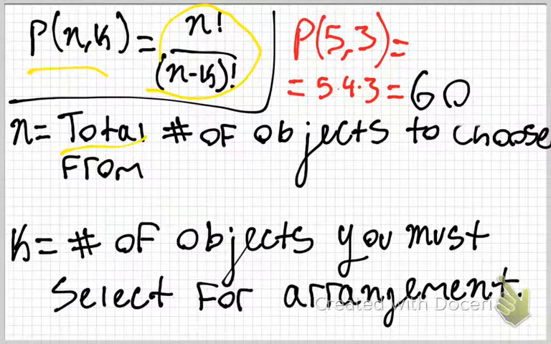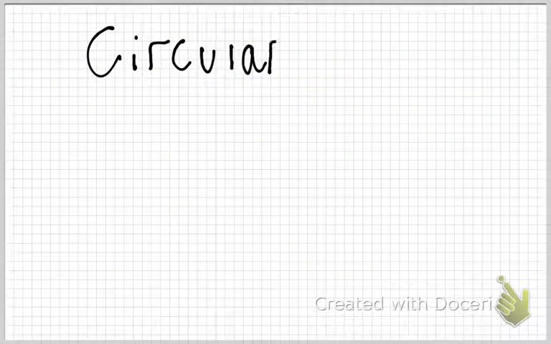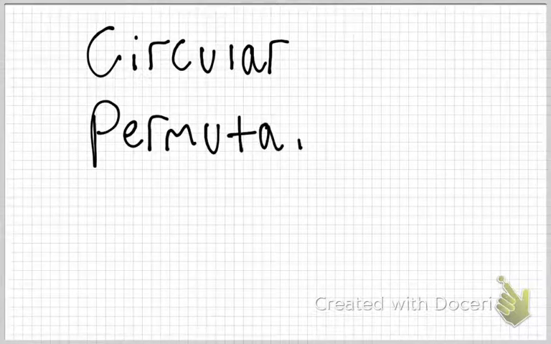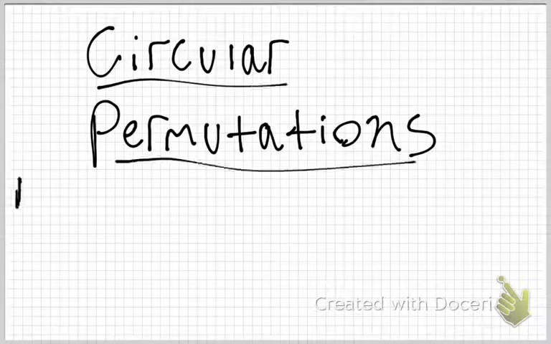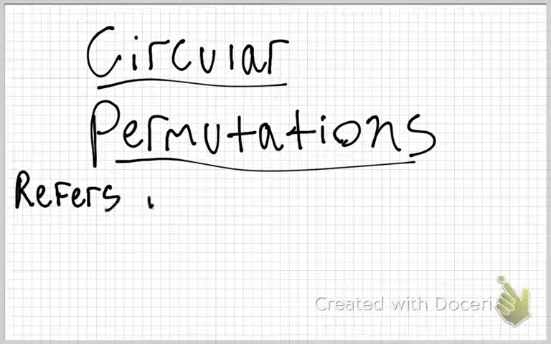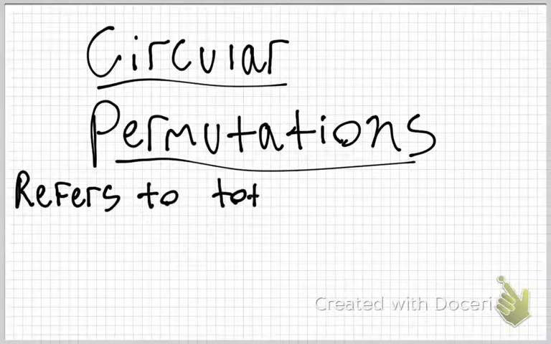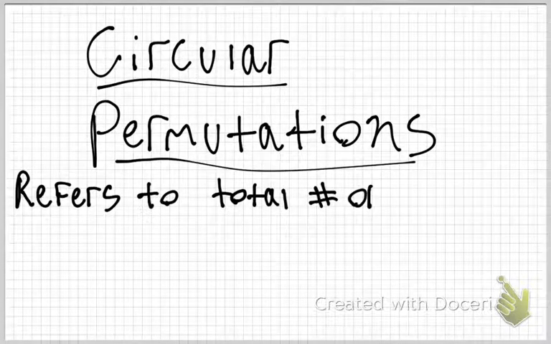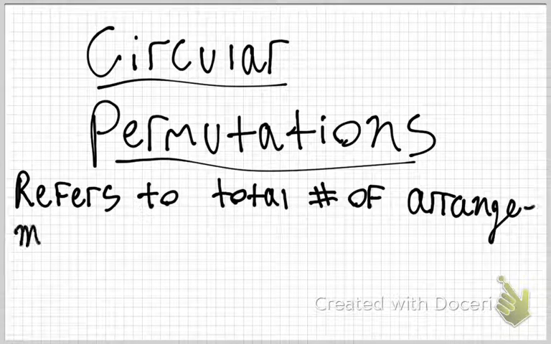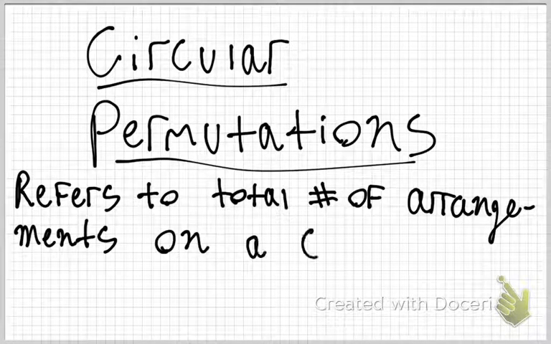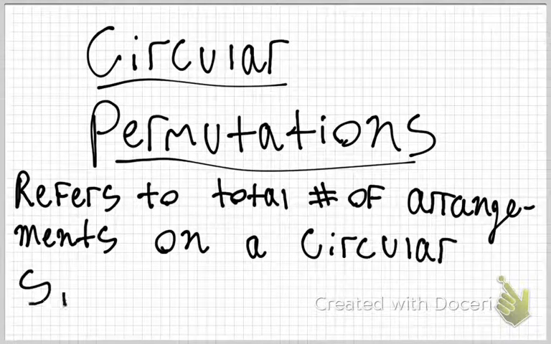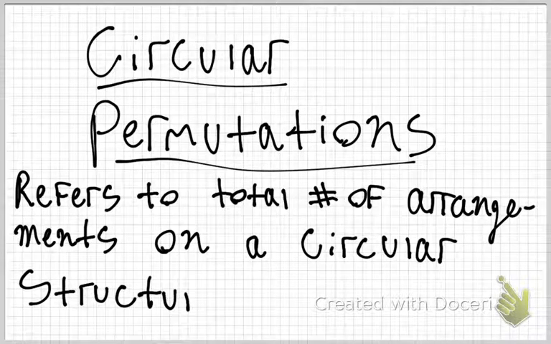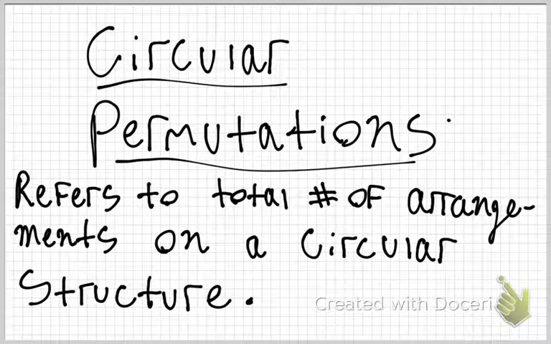Okay, so moving forward. Circular permutations. Now we're actually talking about what we're here to talk about. A circular permutation refers to the total number of arrangements on a circular structure. All right, so what does that mean? Let's look at an example.